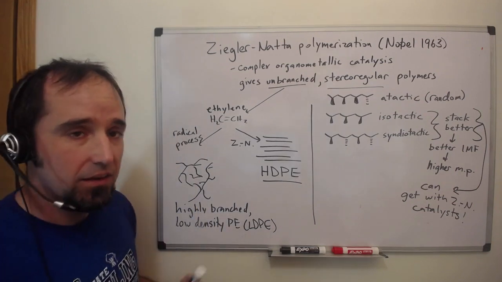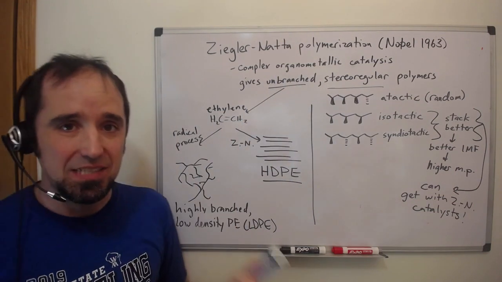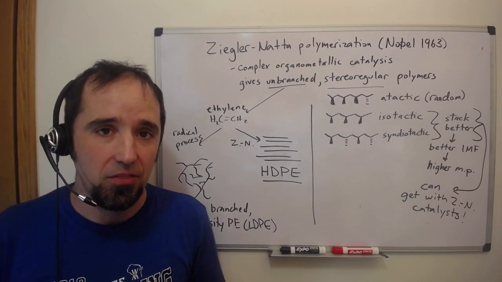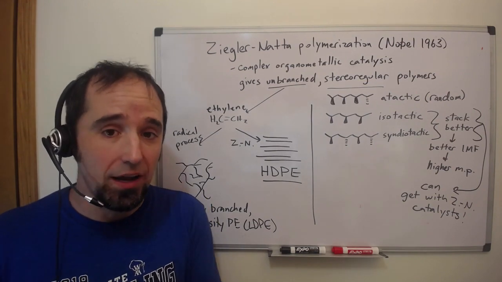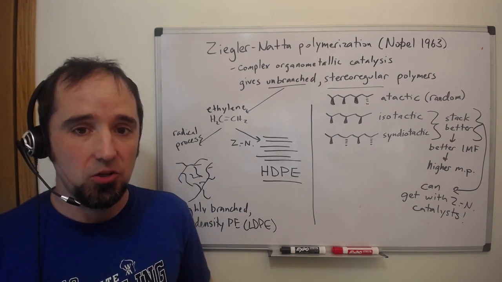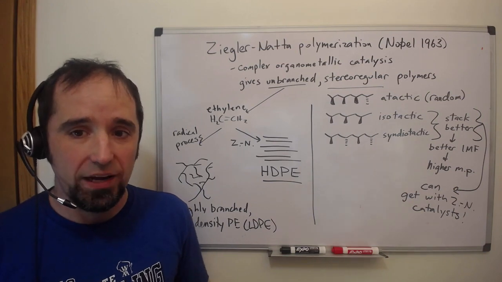And the way they did that is to design an organometallic catalyst, the fine details of which are both complicated and in some cases proprietary. But they're going to give you unbranched stereoregular polymers.